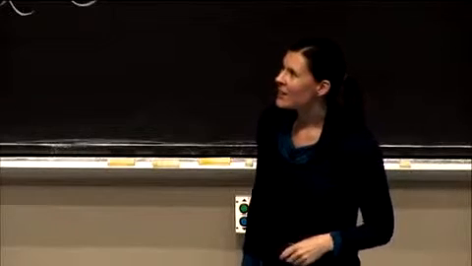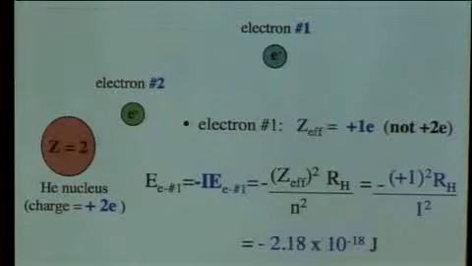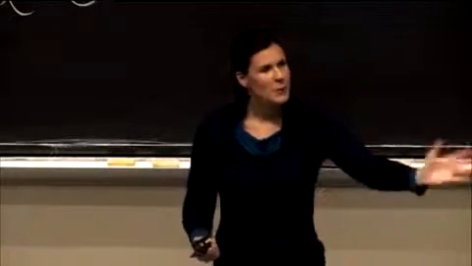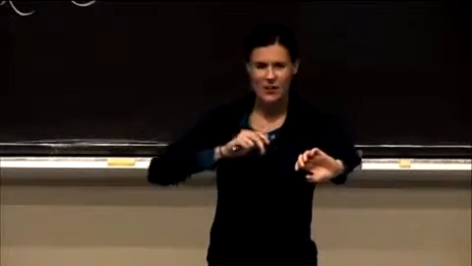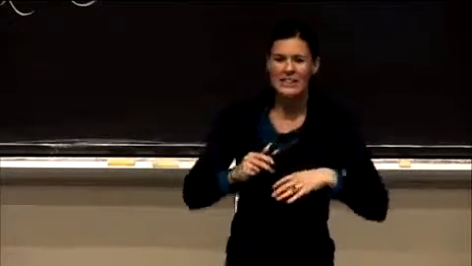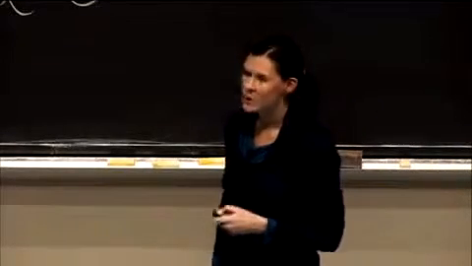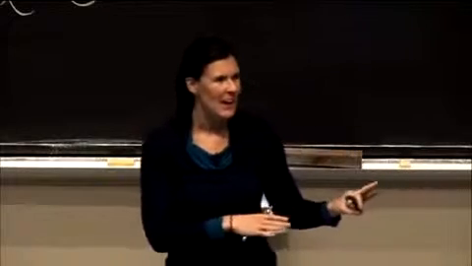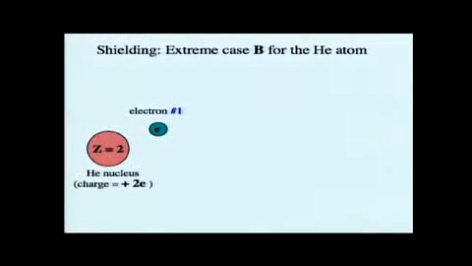So if we have a look at what the answer would be, this looks very familiar. We would expect our binding energy to be -2.18 times 10 to the -18 joules. This is actually what the binding energy is for a hydrogen atom. And in fact, that makes sense because in our extreme case where we have total shielding by the second electron of the electron of interest, it's essentially seeing the same nuclear force that an electron in a hydrogen atom would see.